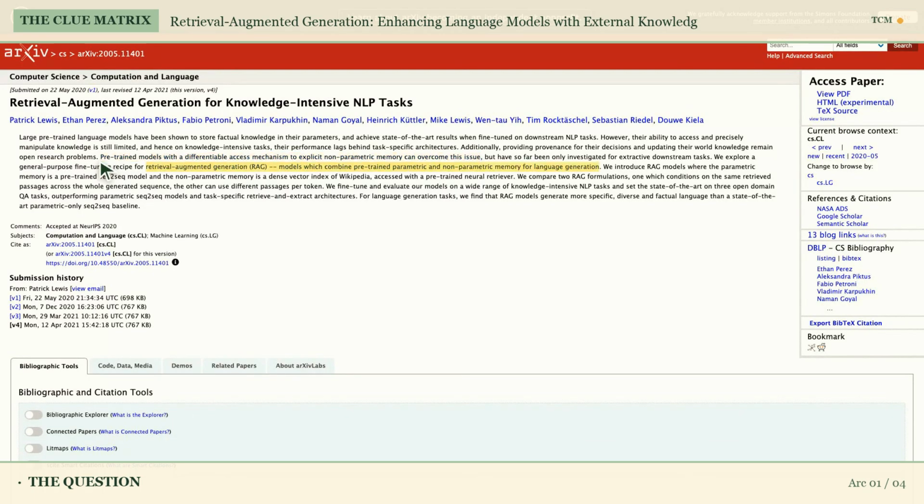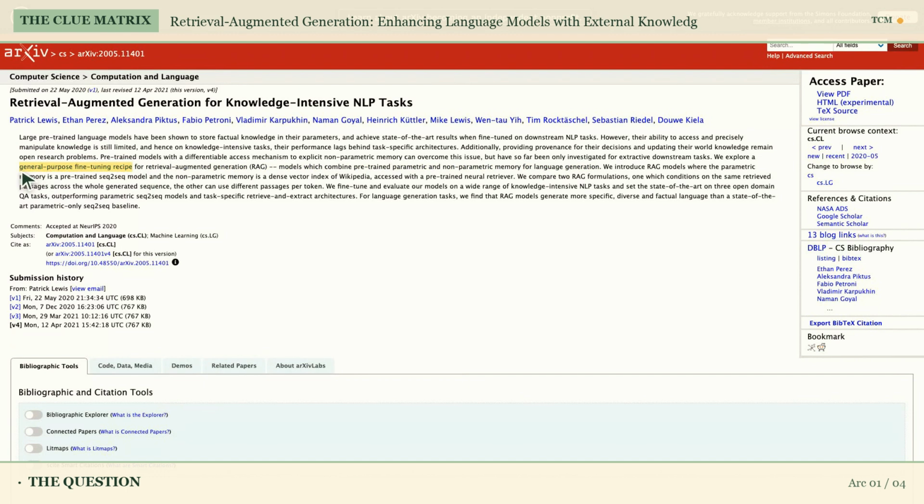That's exactly what they defined as Retrieval-Augmented Generation, RAG, models which combine pre-trained parametric and non-parametric memory for language generation. So parametric memory is the LLM's weights, and non-parametric memory is this external explicit knowledge base. Combining them is the core idea.